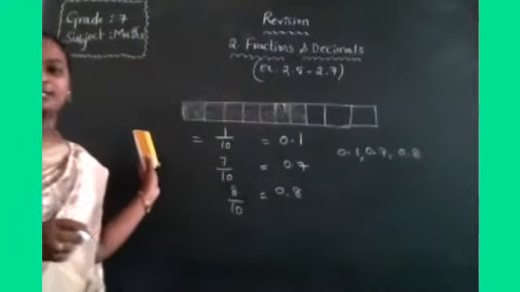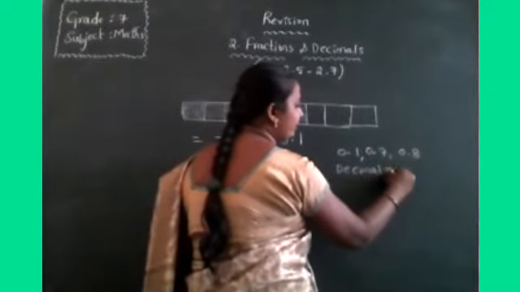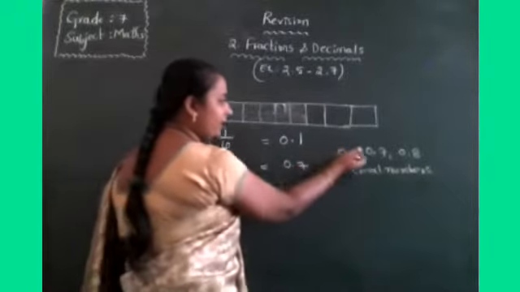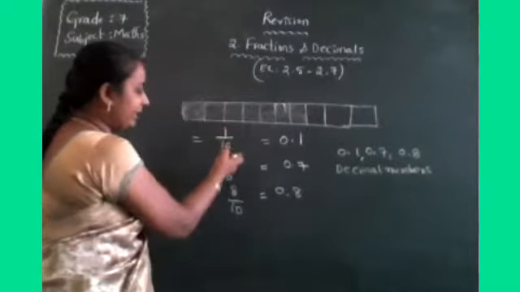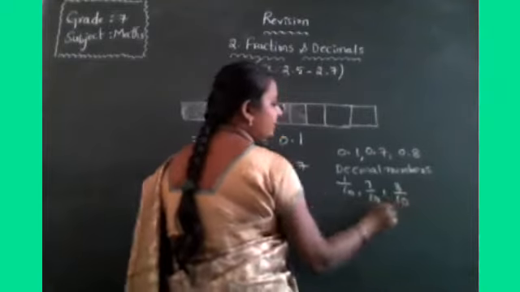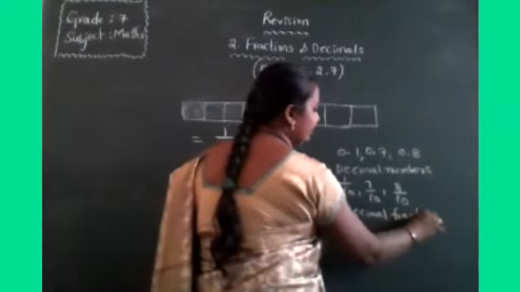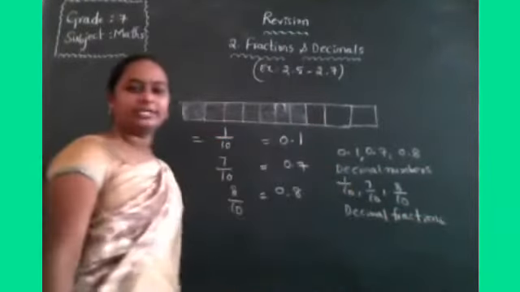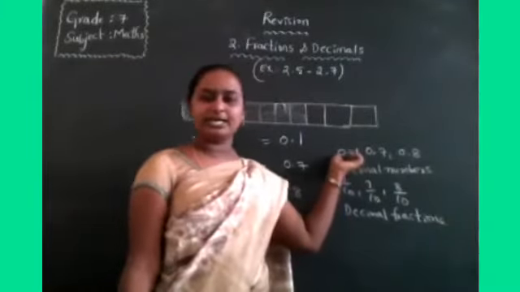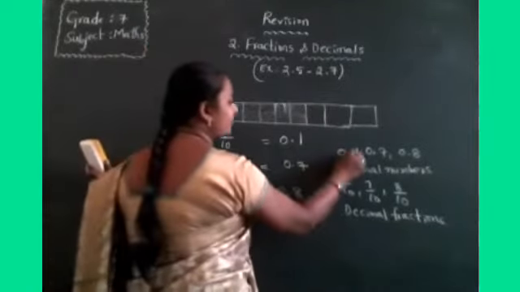These all are decimal numbers. How do we write these in the form of a fraction? 1 by 10, 7 by 10, and 8 by 10. These all are decimal fractions. Okay? So this decimal number contains two parts.